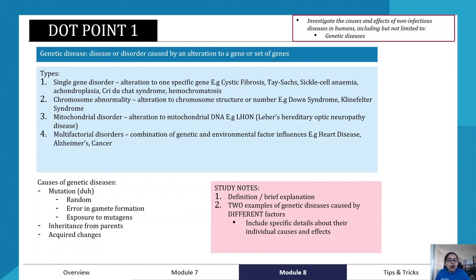So, in your study notes, have a definition, a brief explanation of each. What is a single gene disorder? What is chromosomal abnormality? And 2 examples of genetic diseases that are caused by the different factors, and include specific details about the individual causes and effects of the disease.